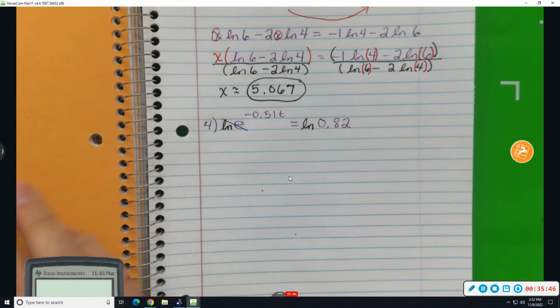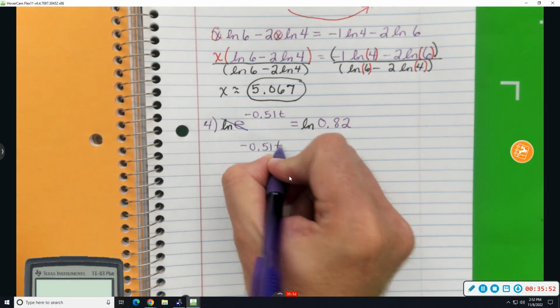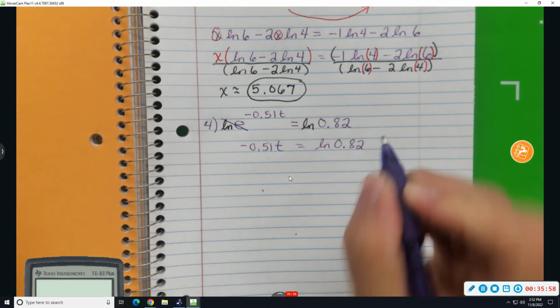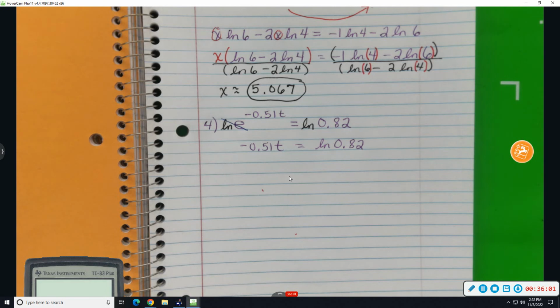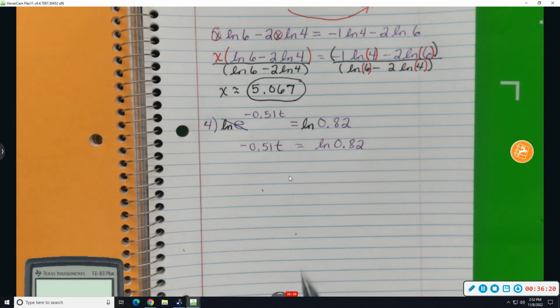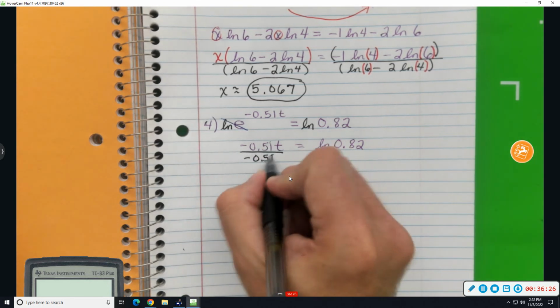Yes. So we just have negative 0.51t equals ln 0.82. Oh, wow. After doing number 3, this one is actually one that you can impress someone with because it looks really hard, but it's not that bad. Because I only have one thing left to do now to get the t by itself. What will I need to do to isolate the t? Divide. So dividing both sides by negative 0.51.